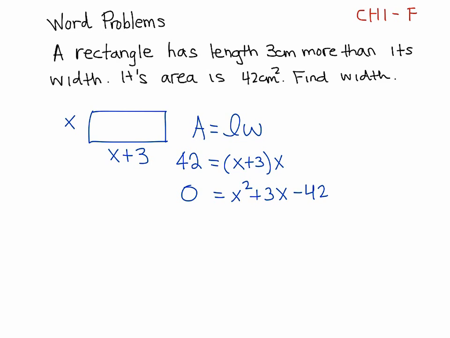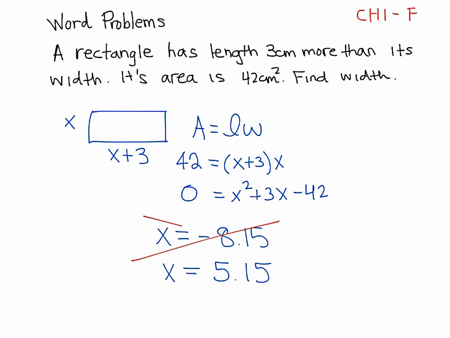If you solve this equation by using a graphing calculator on zeros, you would get x equals negative 8.15, and the other x equals 5.15. But x equals negative 8.15 does not make sense as a width. You cannot have a width that's a negative length. So the width will be just this answer, 5.15.